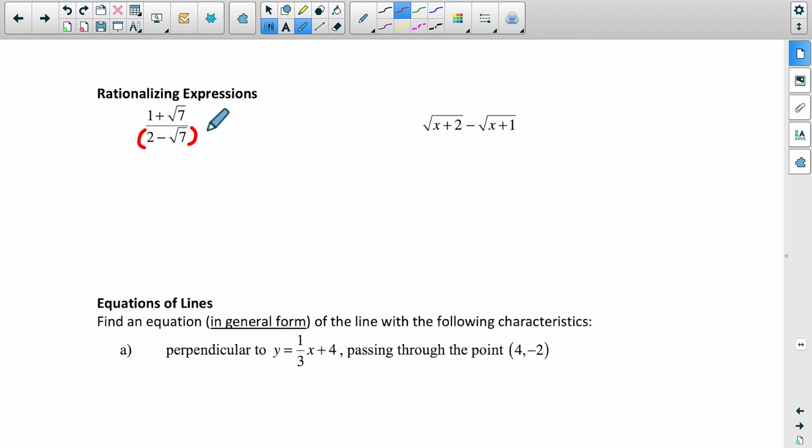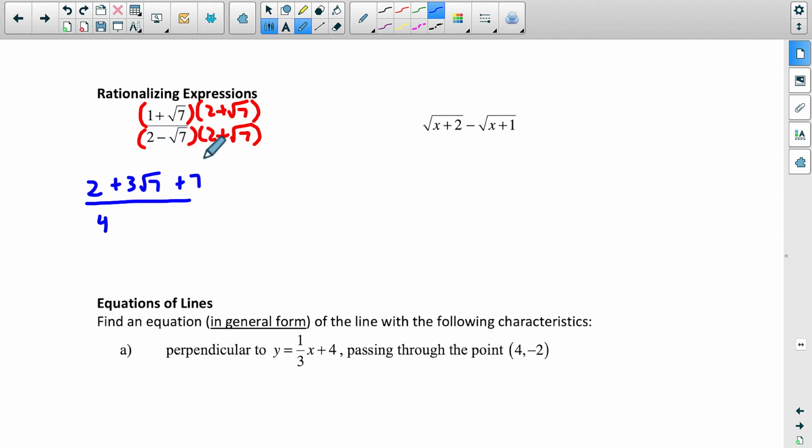So we multiply this by 2 plus root 7. You change the sign in the middle. And what you do at the bottom, you got to do the top. Okay, so now on the top, we have a binomial times a binomial. So we go 1 times 2 is 2. 1 times root 7 is root 7. And 2 times root 7 is 2 root 7. So you put those together and you get 3 root 7. Root 7 times root 7 is 7. On the bottom, you've got 2 times 2 is 4. 2 times root 7 is positive 2 root 7. And 2 times negative root 7 is negative 2 root 7.